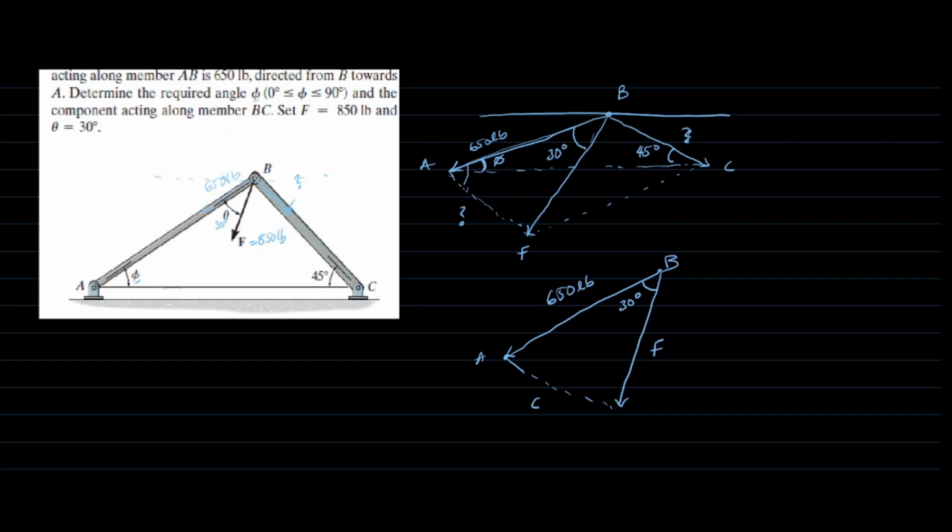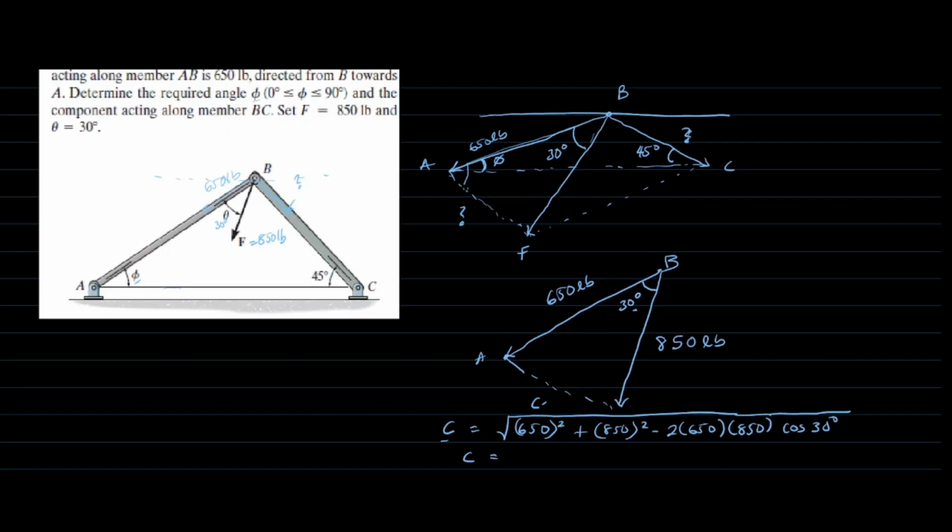Using the cosine rule, which simply states that you square the other sides. We already know this is 850 pounds. You square the other sides: 650 squared plus 850 squared minus 2 times 650 times 850 times cos of the angle opposite the unknown side, which in this case is 30 degrees. If you solve this in your calculator, you're going to have C equals 433.64 pounds. So therefore we have found the component acting along the member BC.